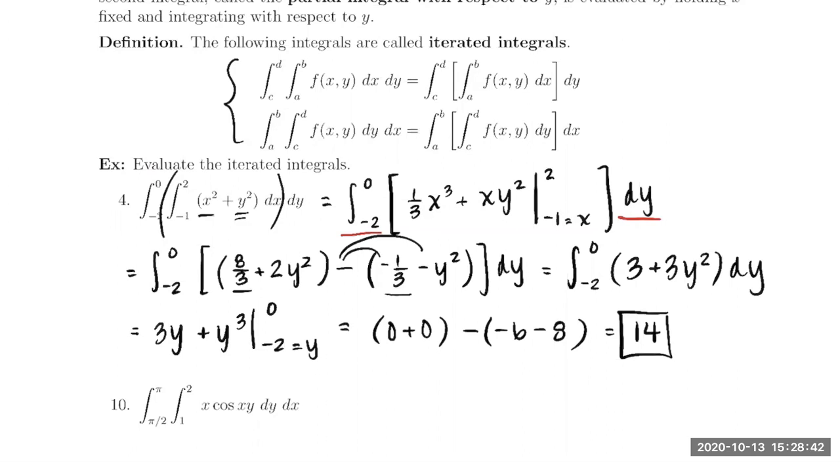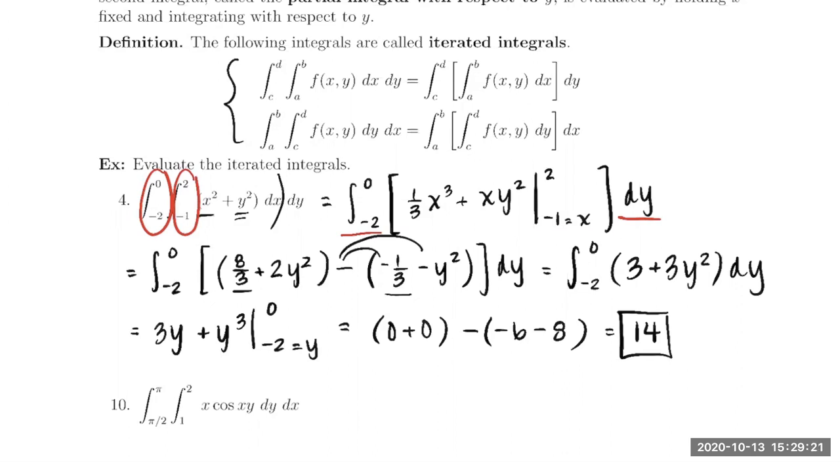Again, geometrically, the interpretation is if we consider the surface z equals x squared plus y squared, which we should recognize as a paraboloid, we're finding the volume beneath the paraboloid x squared plus y squared that lies over the rectangular region where y is ranging from 0 to -2 and x is ranging from -1 to +2. So there's a little rectangle in the xy plane. We're finding the volume beneath the paraboloid over that rectangle.